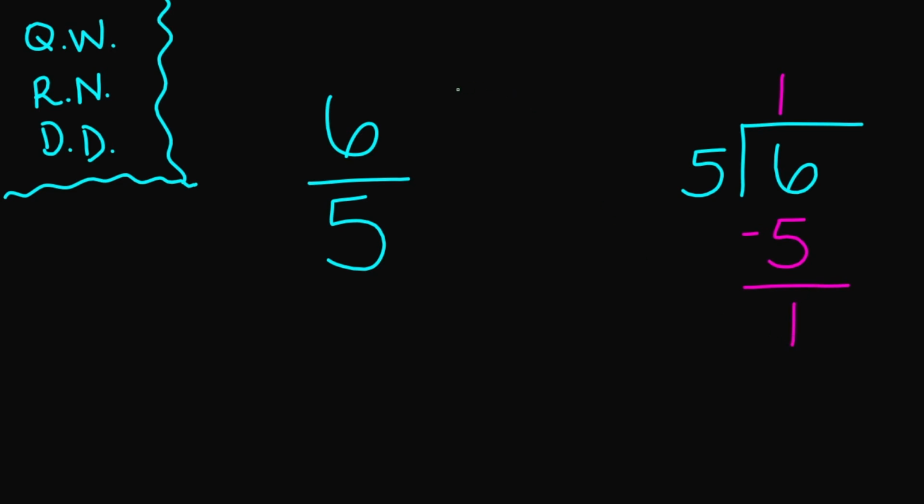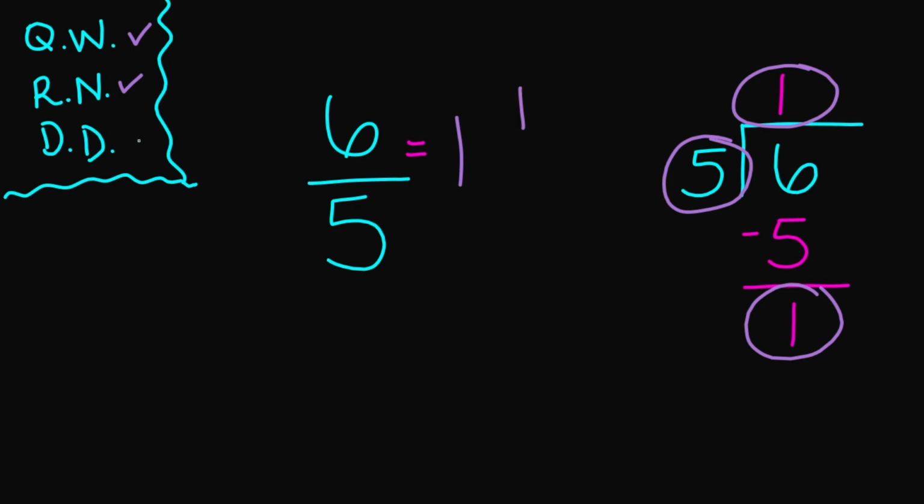So now let's go ahead and get this converted. So we have our quotient, which is our whole number. I'm going to write a 1 right here. Our remainder is our numerator. And then you have your divisor, which is your denominator. And this is your final answer.